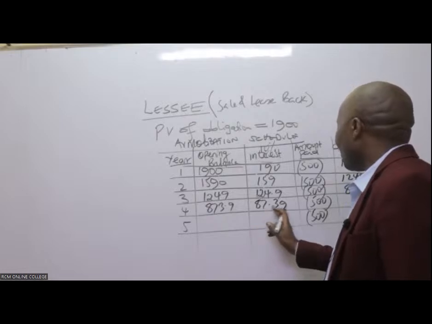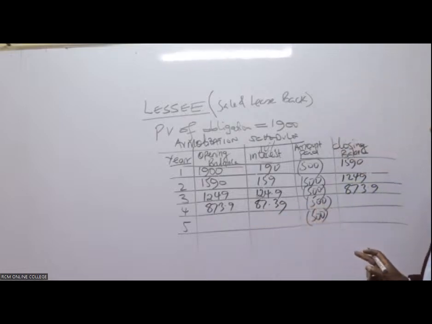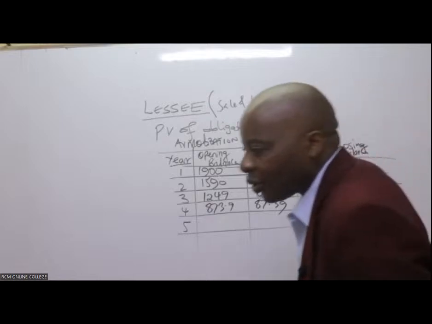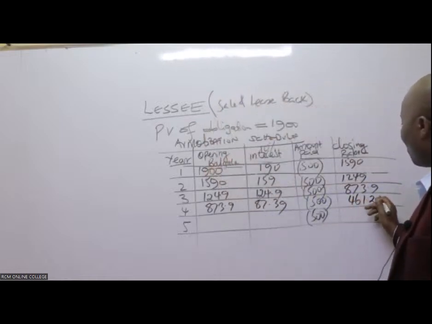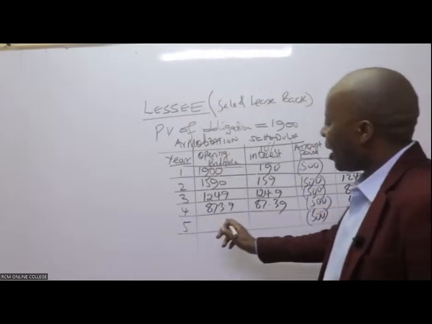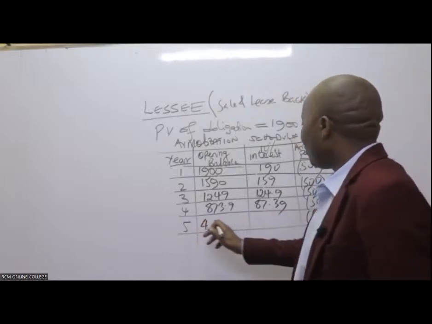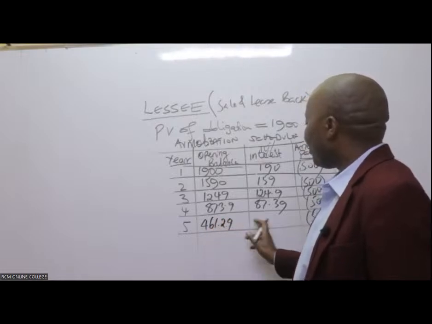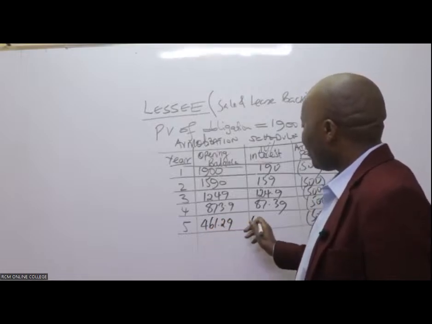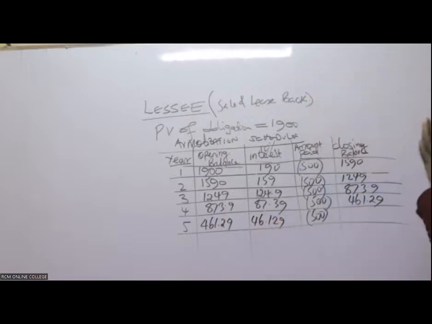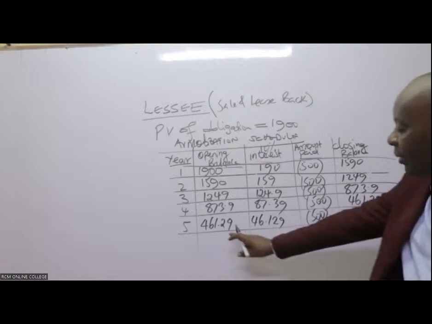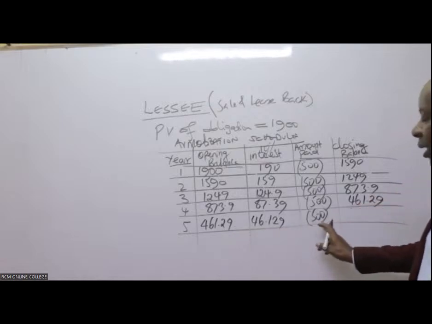So this plus 87.39 minus 500 gives me what figure? I'm being given 461.29. This is what I bring here. 10% of it is interest, which gives me 46.129.